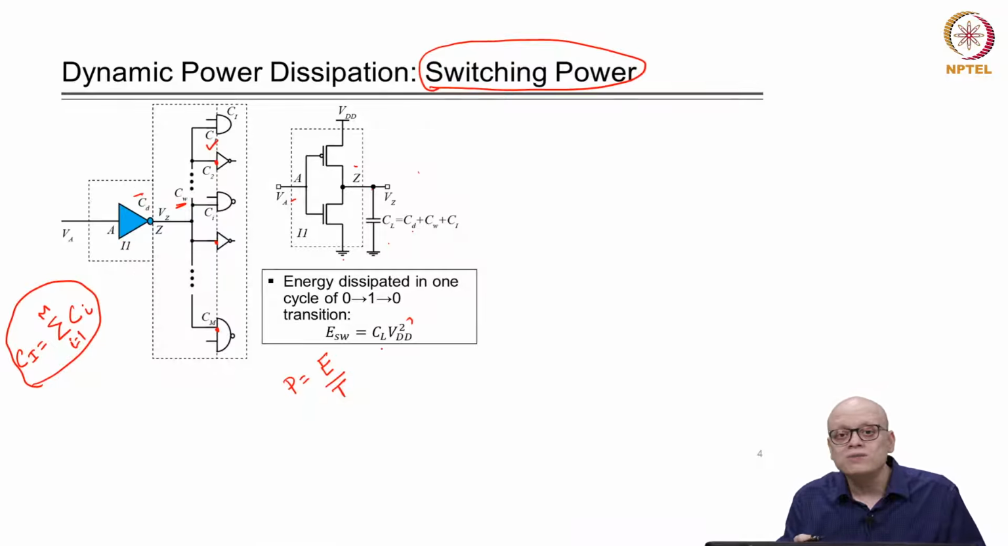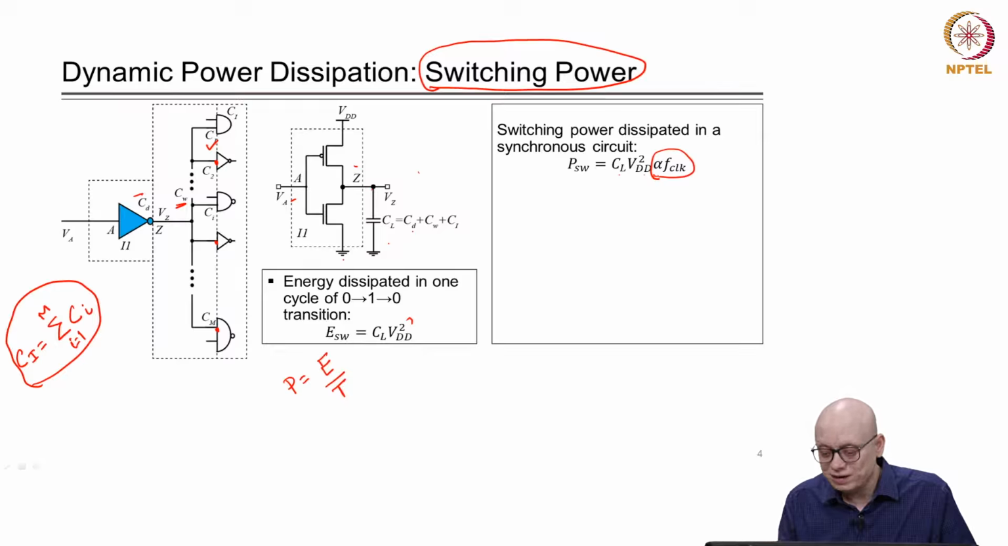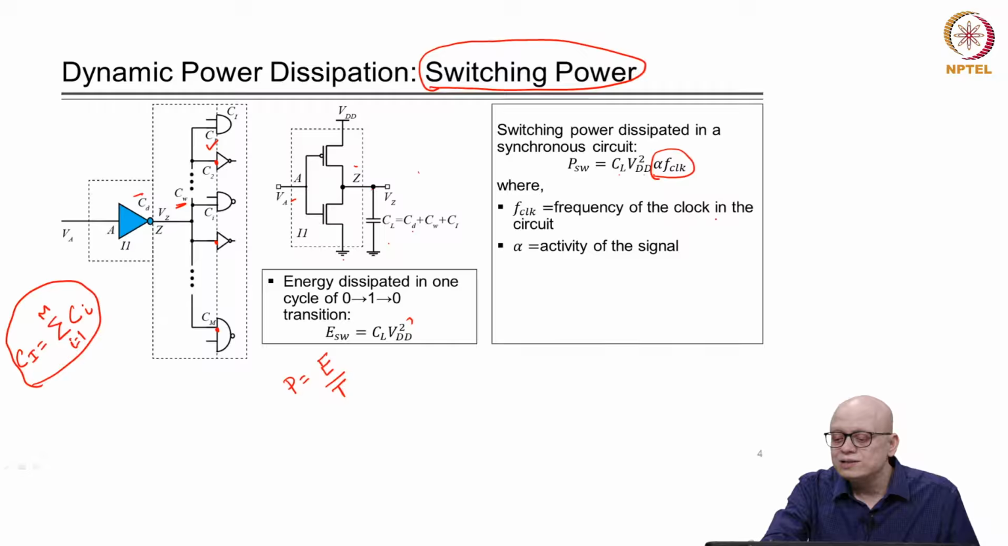Now, how do we quantify power? To quantify power, typically in a synchronous circuit, we compute power as CL VDD square alpha times FCLK. We multiply it by a factor alpha FCLK to denote in what time duration this energy was dissipated. And what is FCLK? FCLK is the frequency of the clock in the circuit, and alpha is known as the activity of the signal.